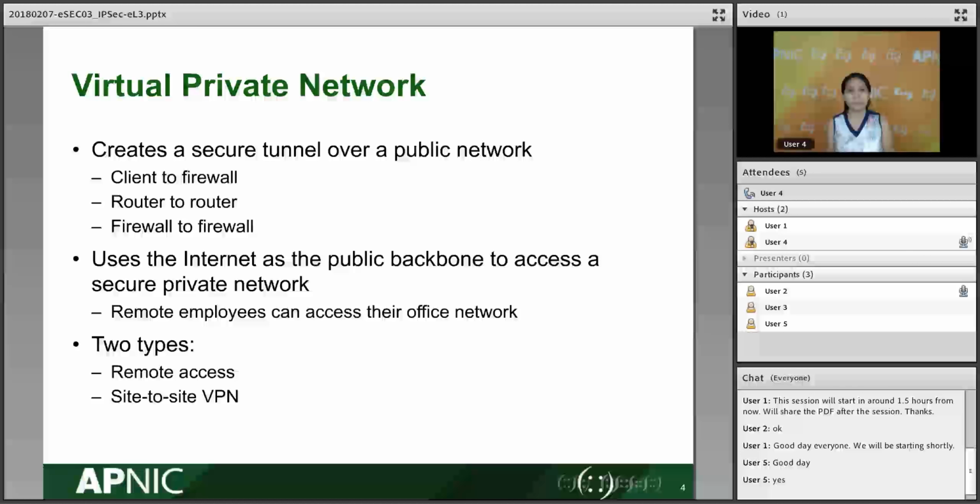There are many types of implementation of VPNs. It can be between networks. It can be client to network, client to firewall. It can be between firewalls or between networks. We use the VPN. The VPN uses the public internet as the main backbone, therefore allowing us to easily set it up anywhere and everywhere as long as you have internet connection.